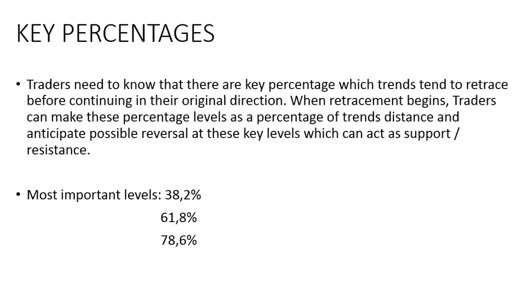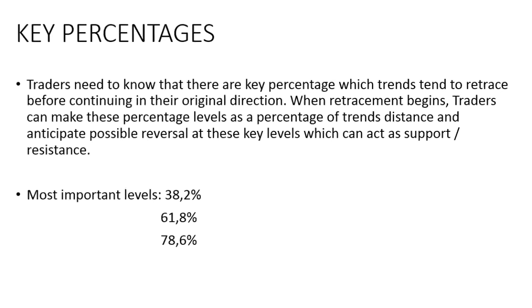Traders need to know that there are key percentages which trends tend to retrace before continuing in the original direction. When retracement begins, traders can use these percentage levels as a percentage of trend distance and anticipate possible reversal at these key levels, which can act as support or resistance. Most important levels: 38.2, 61.8, and 78.6.